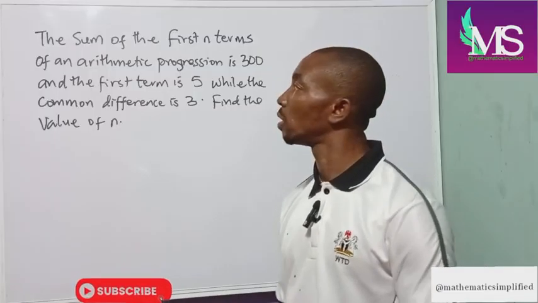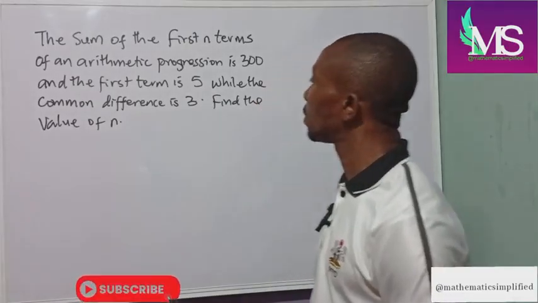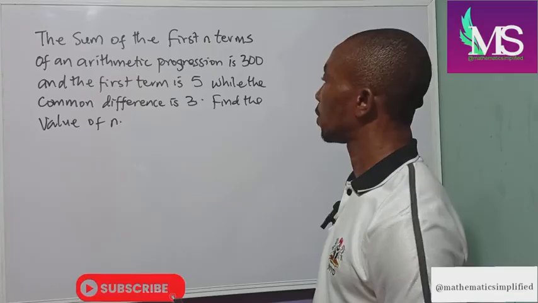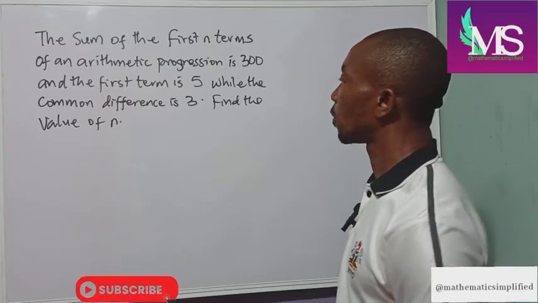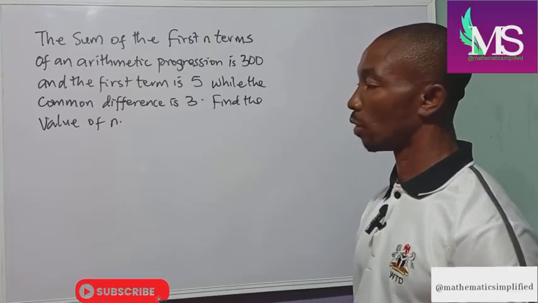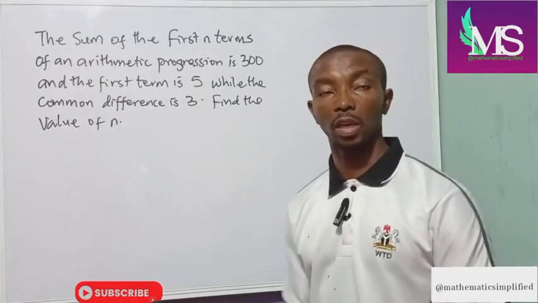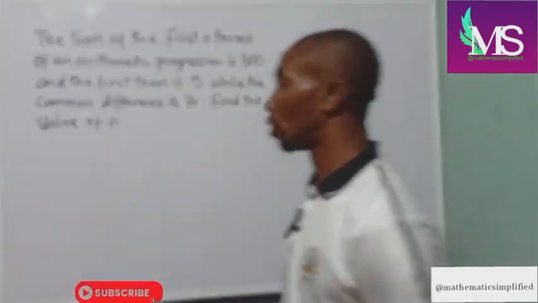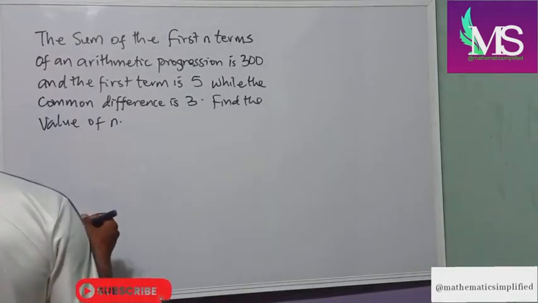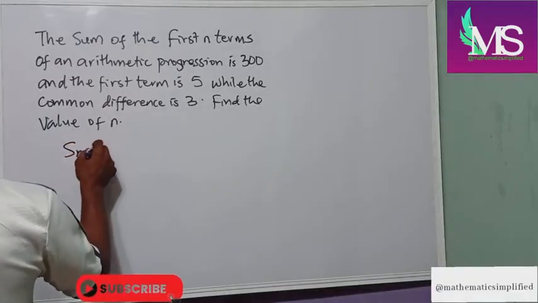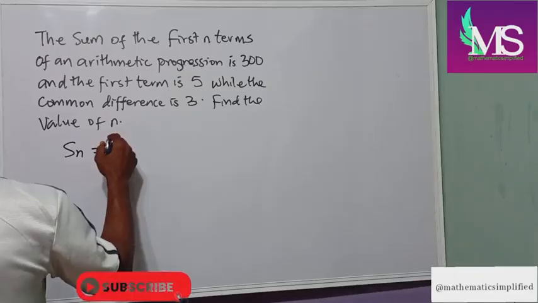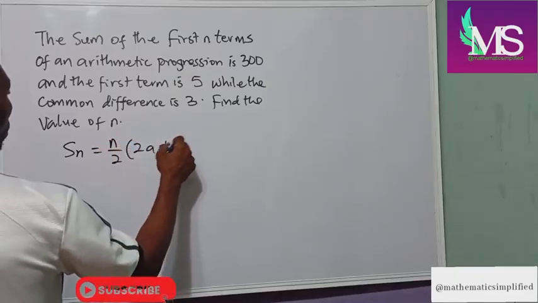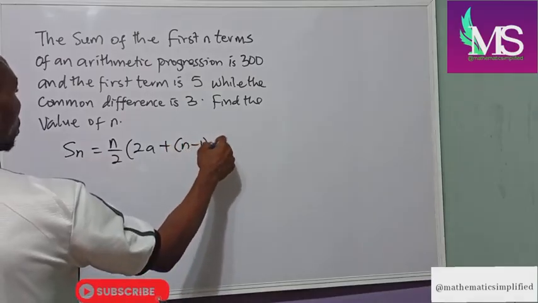Our next question says, the sum of the first n terms of an arithmetic progression is 300, and the first term is 5, while the common difference is 3. Find the value of n. That means you're looking for the number of terms in this arithmetic progression. Now we know that the sum of terms equals n over 2 brackets 2a plus n minus 1 d.